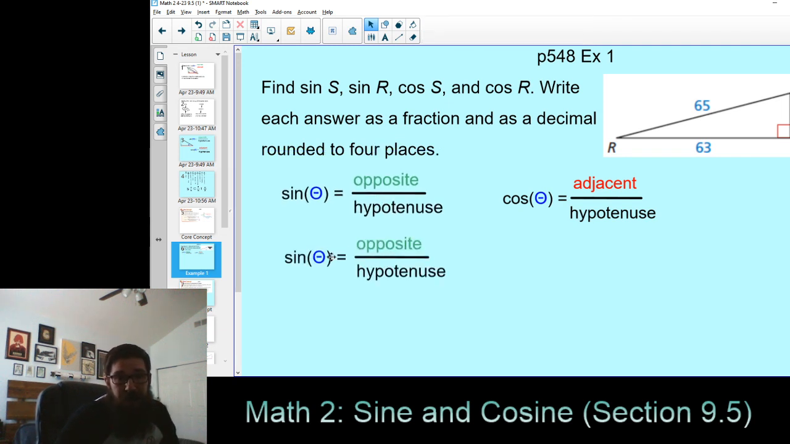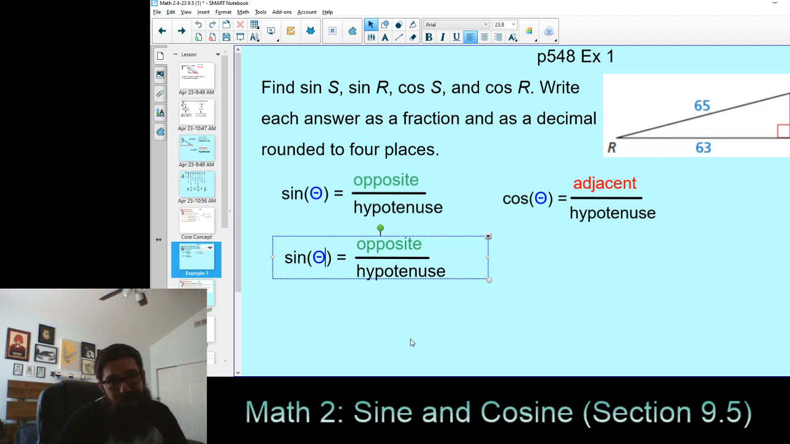Hold on. We're just going to modify these pieces and substitute the numbers, right? It says a fraction and a decimal rounded to 4 places. You just type it in a calculator. I'm not super concerned about that, so for space, I'm not going to do the decimal portion. Let's start off with sine of S.